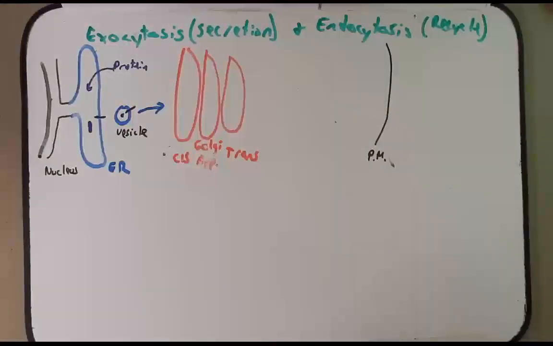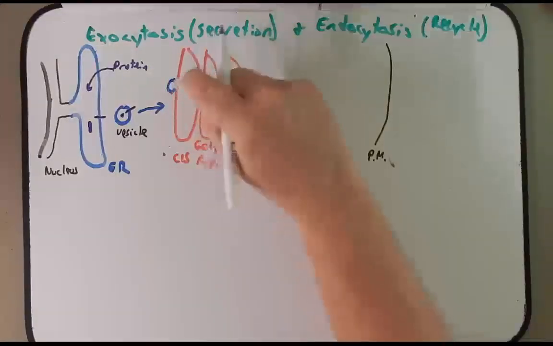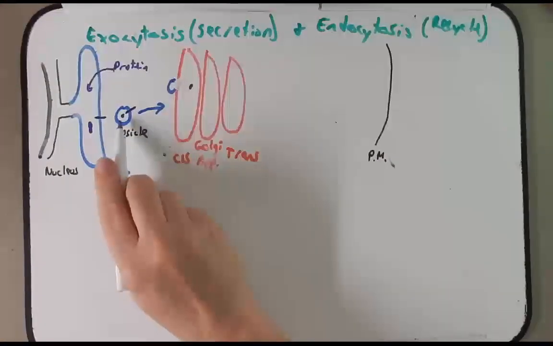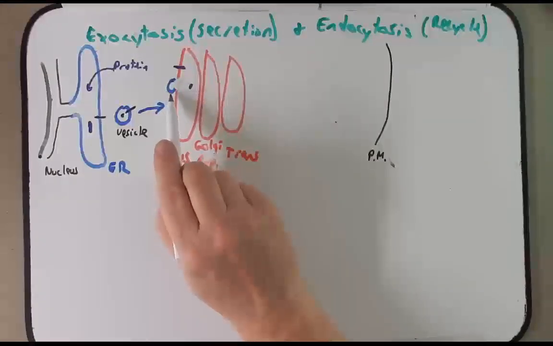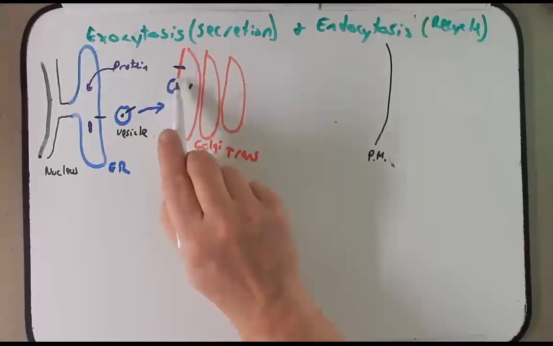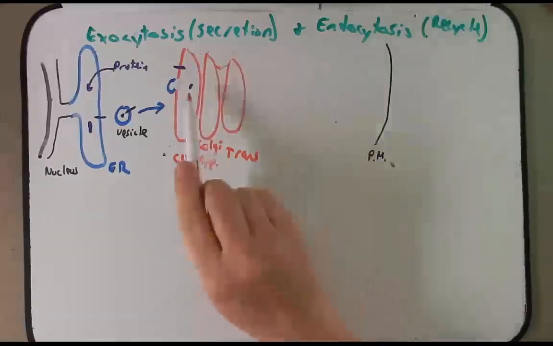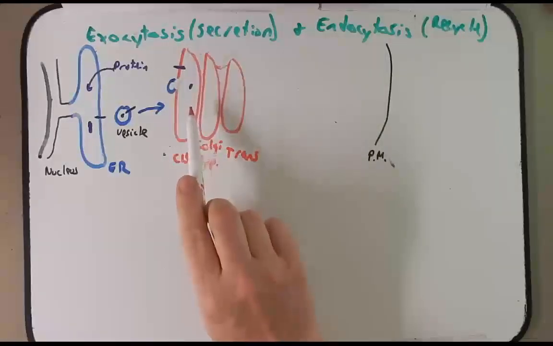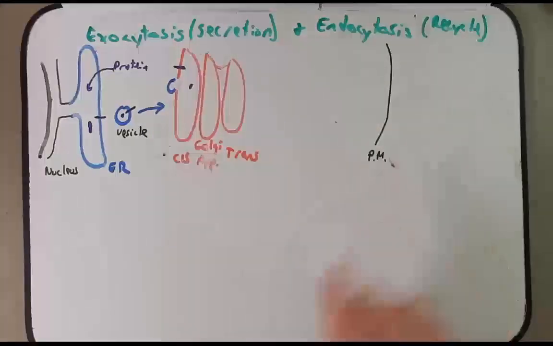This vesicle is going to move, and eventually it's going to fuse with this Golgi. And when it does, it will release the lumen protein that was here originally, and then it will also transfer the transmembrane protein from the membrane of this vesicle to the membrane of the Golgi. Now these proteins may be proteins that need to stay in this Golgi, but for now we're going to talk about proteins that need to get out of the cell.